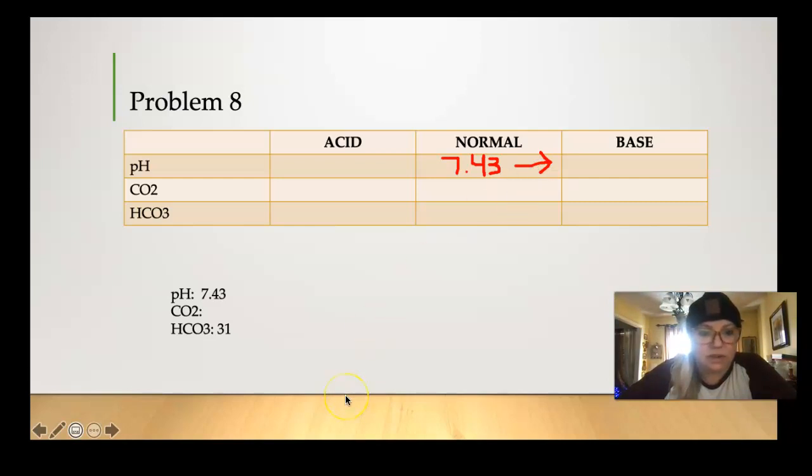Oh, it looks like I left the CO2 off of there. I will just fill one in. So we have an HCO3 of 31. Remember, our normal range on our bicarb is 22 to 26. So this is going to be an excess of 5. I'm going to put plus 5 here.